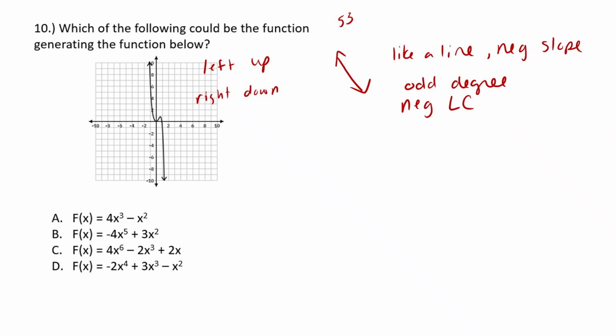So finding all the degrees, I got 3, 5, 6, and 4, not picking those. And then looking at my leading coefficients, I want the negative. So the answer choice is B. And it took me 1 minute, because the timer on the slide is 1:53. So that took me 1 minute with an explanation in it.